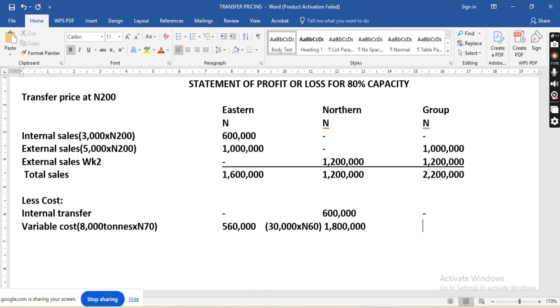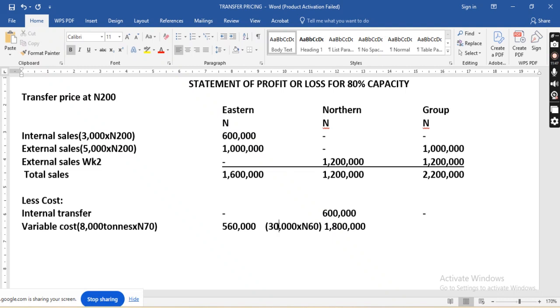Okay, so when you add the two together, what do you have? 2,360,000. Okay. Now, do you know that this thing is wrong here? The 30,000 blocks that you put here, do you know it is wrong? Do you know why this 1.8 is wrong? You can tell me the reason why it's not correct.